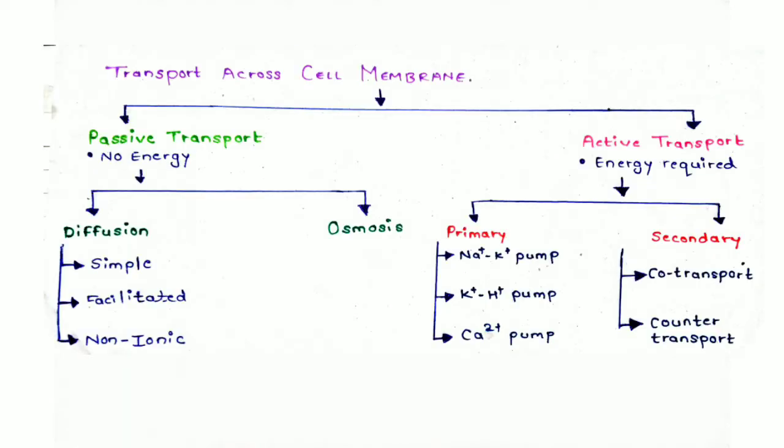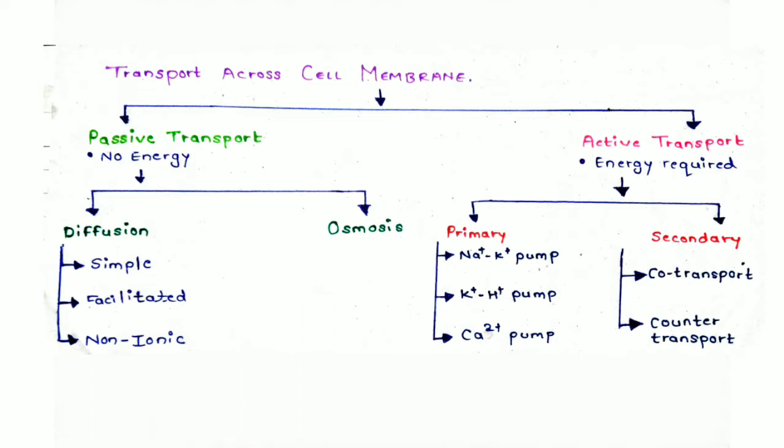In the last video, I told you that transport across the cell membrane is divided into two: passive transport, where no energy is required, and active transport, which is an energy-required process. In passive transport, we talked about its two subtypes: diffusion and osmosis. Later, we divided diffusion into simple diffusion, facilitated diffusion, and non-ionic diffusion.